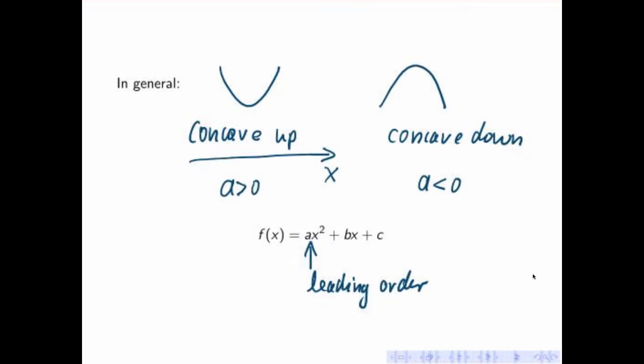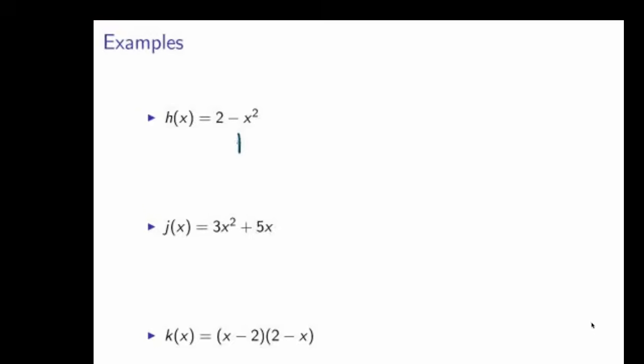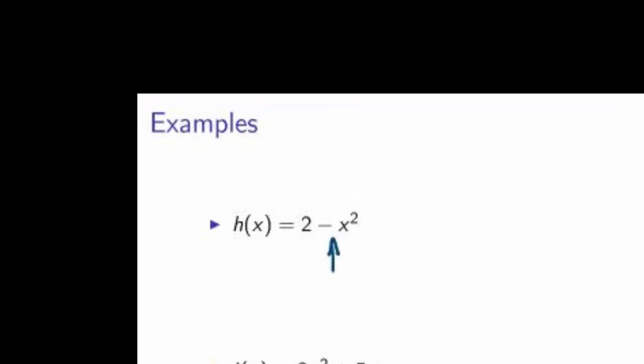So let's do some examples. Here I have 3 examples for you. The first function is 2 minus x squared. So clearly the leading order term is negative, right? It is a minus 1. That is the factor a in front of x squared. So this must be concave down, sad face.